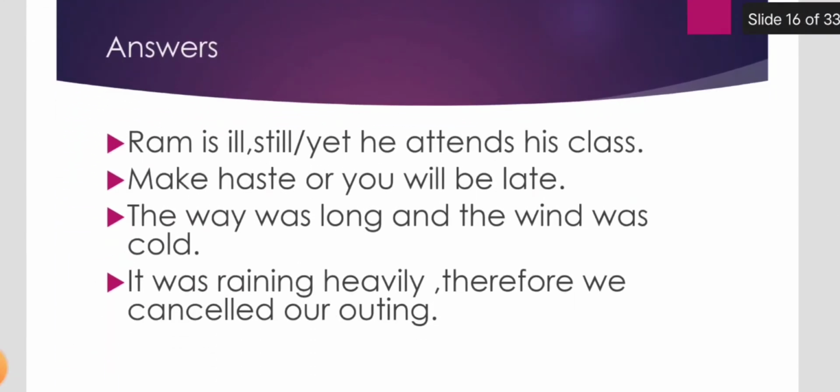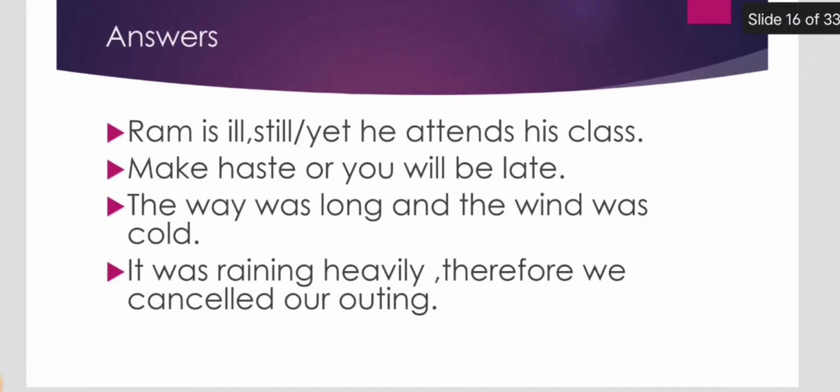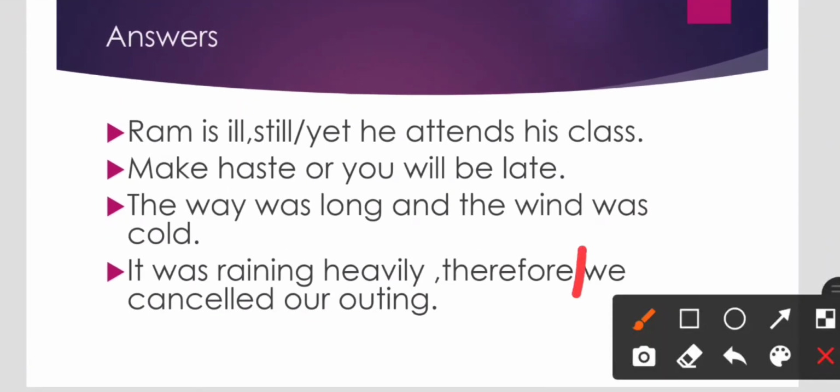Match your answers. Ram is ill, still or yet he attends his class. Make haste or you will be late. The way was long and the wind was cold. It was raining heavily, therefore we cancelled our outing. Therefore and so, both are correct. Okay. We can also write here so. They mean the same.